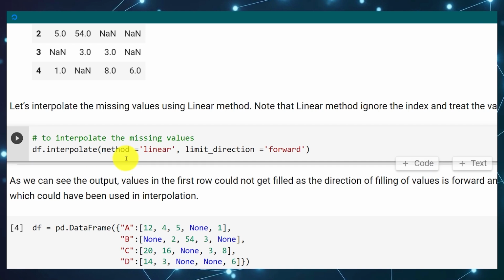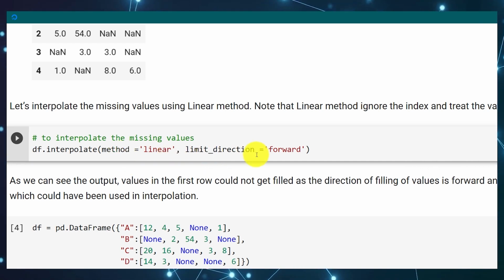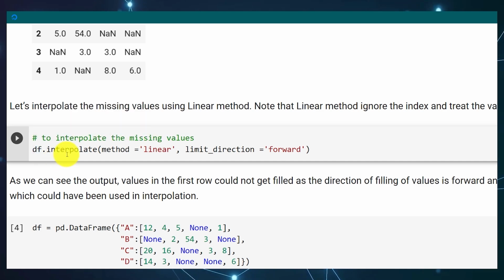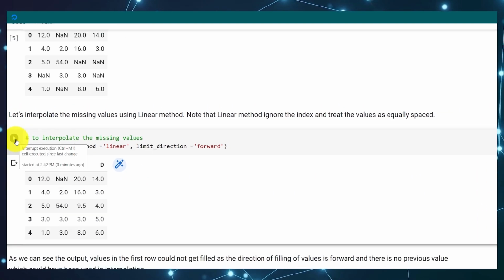df.interpolate, method is linear, limit direction is forward. I will show you the difference and then you will understand what I mean by forward and backward over here, to interpolate the missing value, okay? So this is clear. We are applying it on df, that is a data frame. We are using the function interpolate. We are passing two parameters. The first one is method, that is the linear method we are using, and limit direction forward. Now execute and check the output.